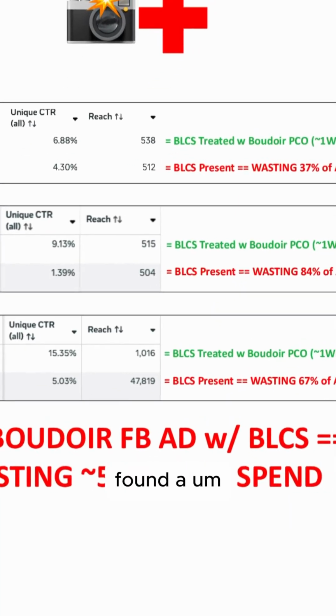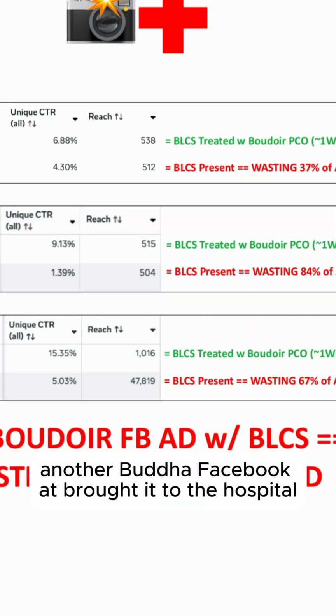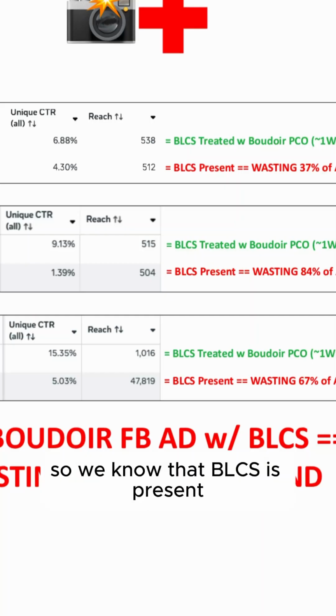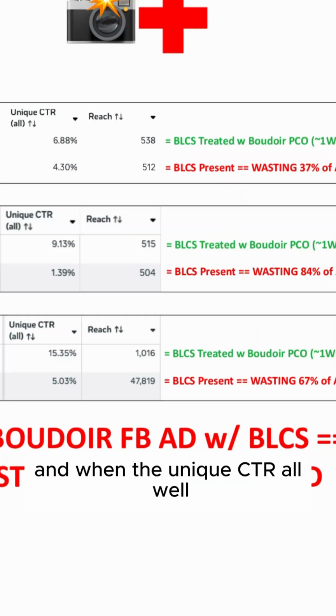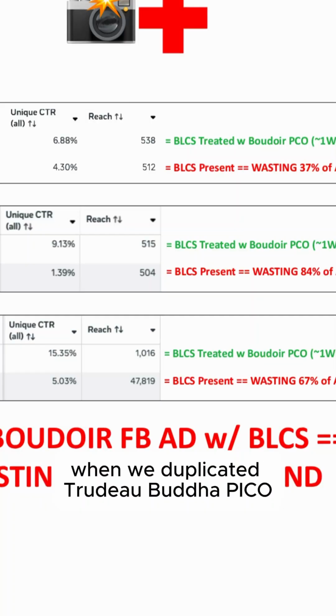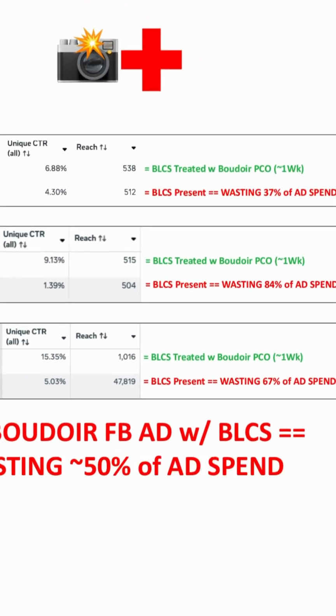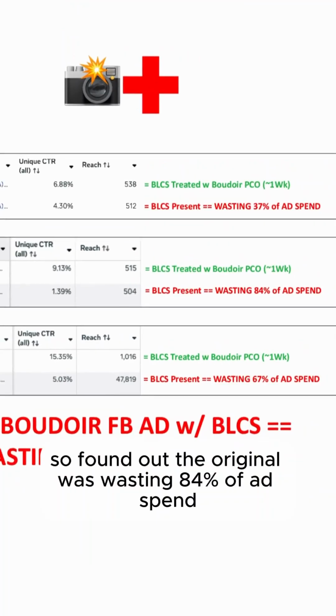Next, found another Boudoir Facebook ad, brought it to the hospital, tested it. Unique CTR 1.39%. So we know that BLCS is present. And when we duplicated it and treated it with Boudoir Pico, took about a week, we got the unique CTR up to 9.13%. So we found out the original was wasting 84% of ad spend.